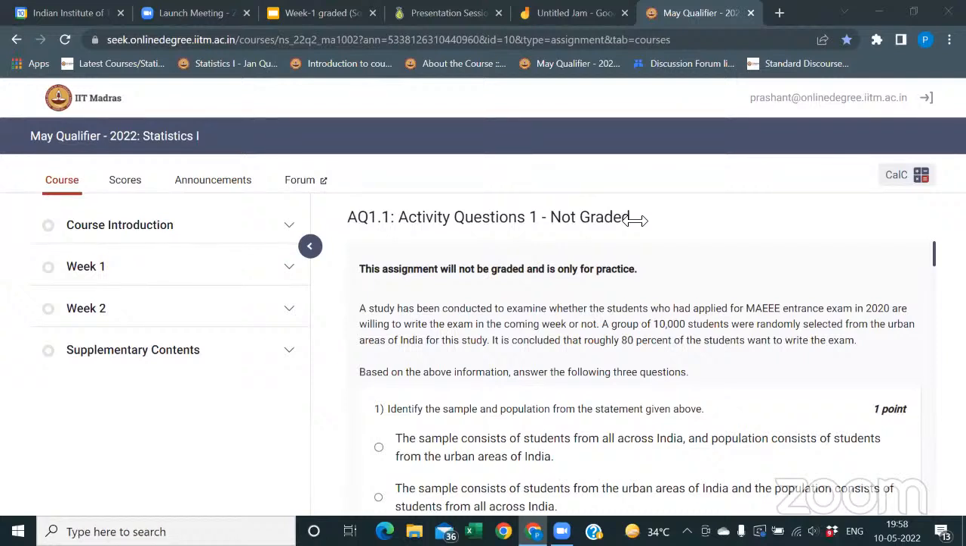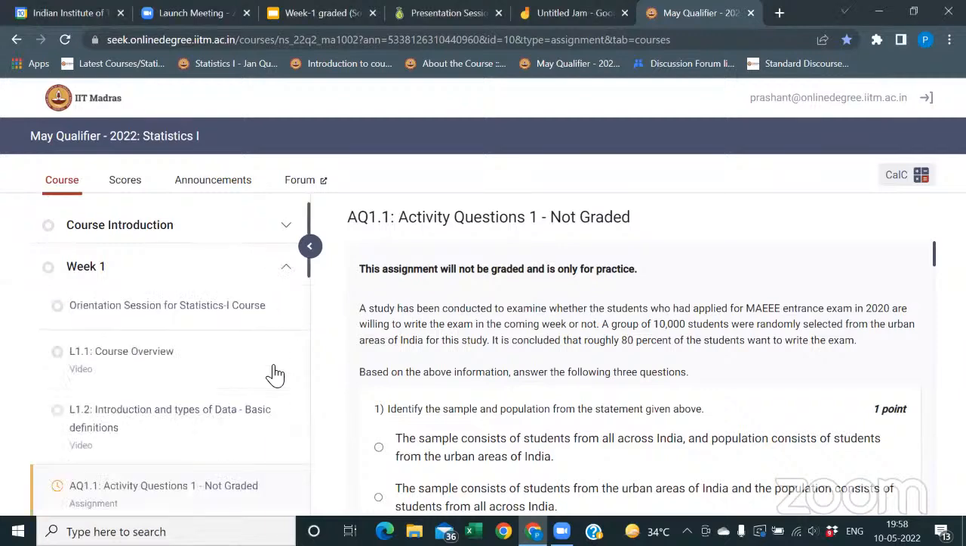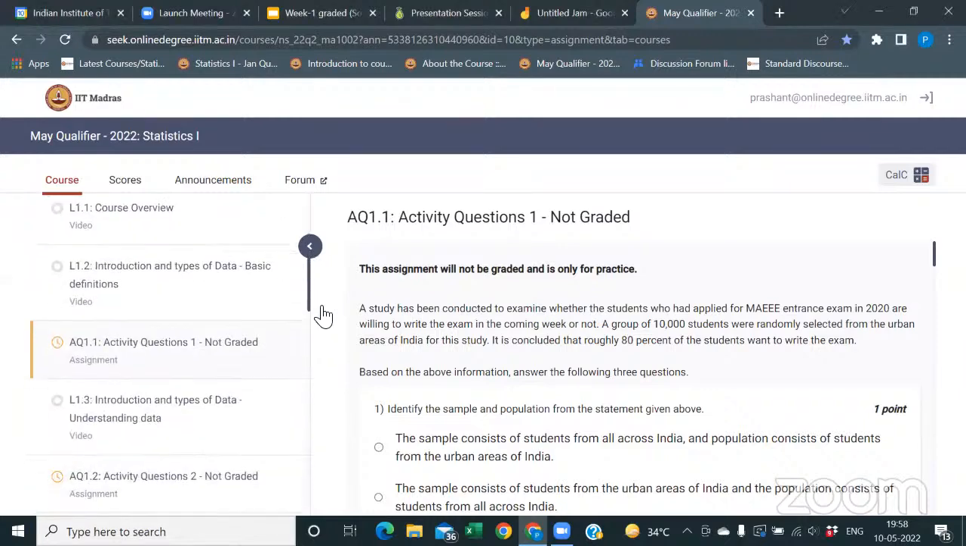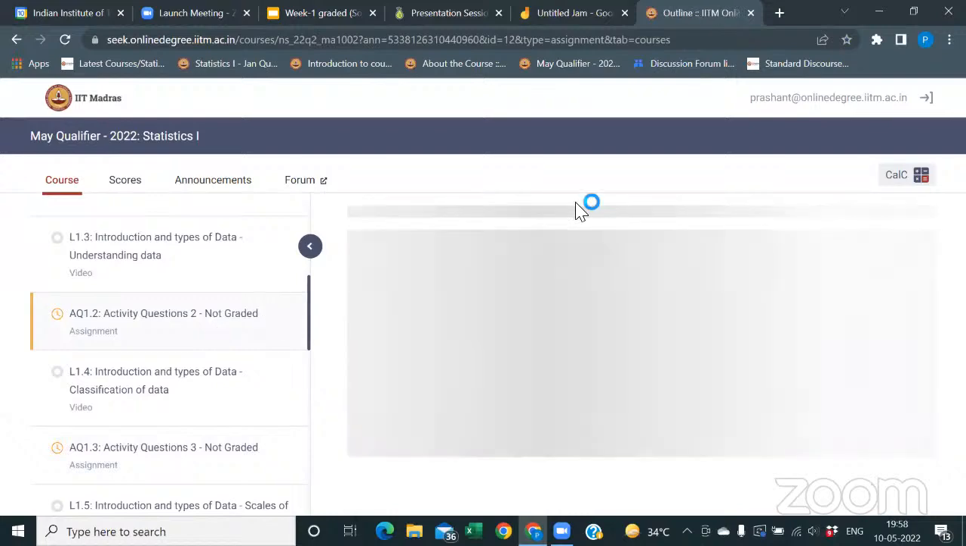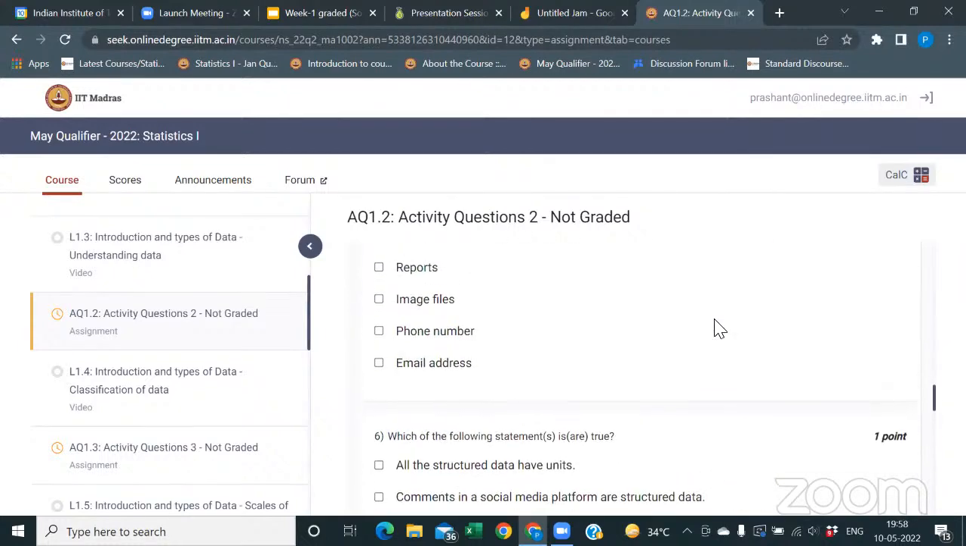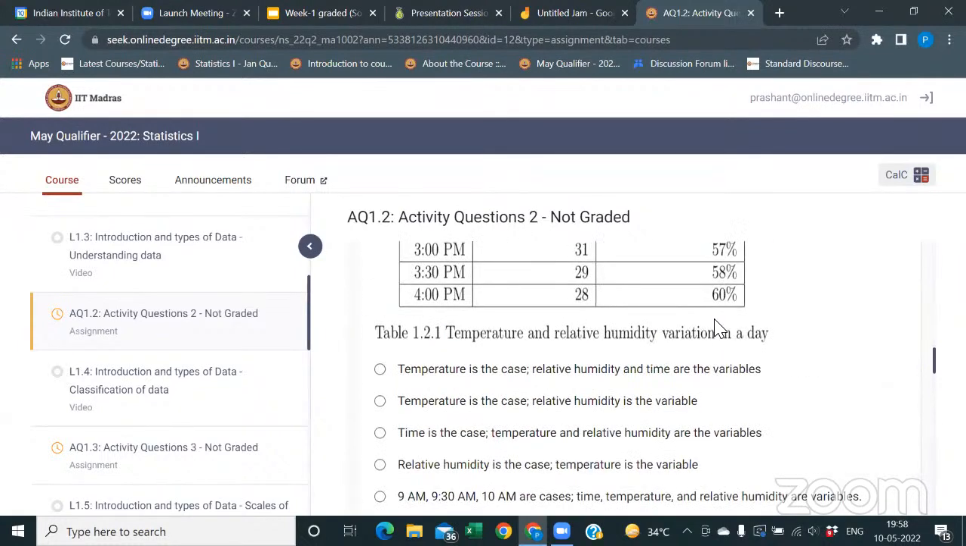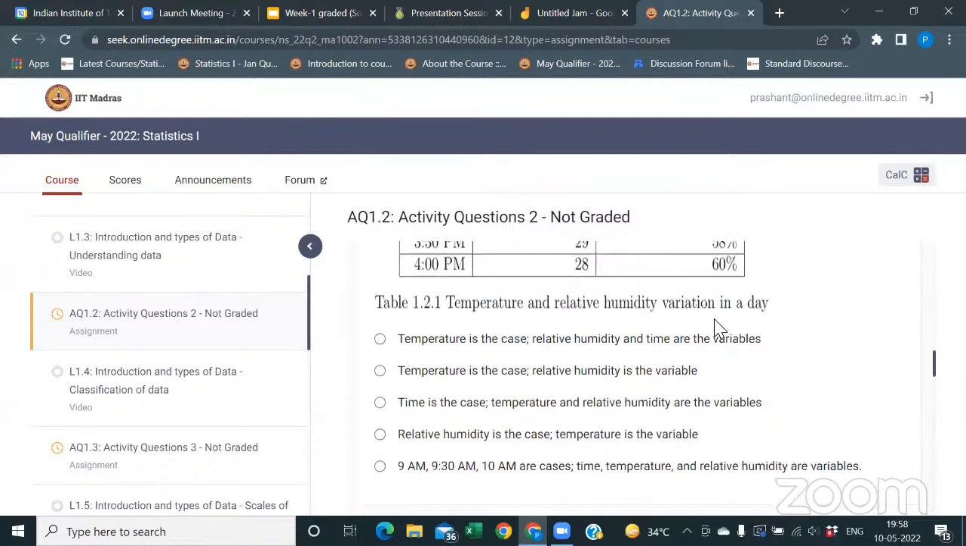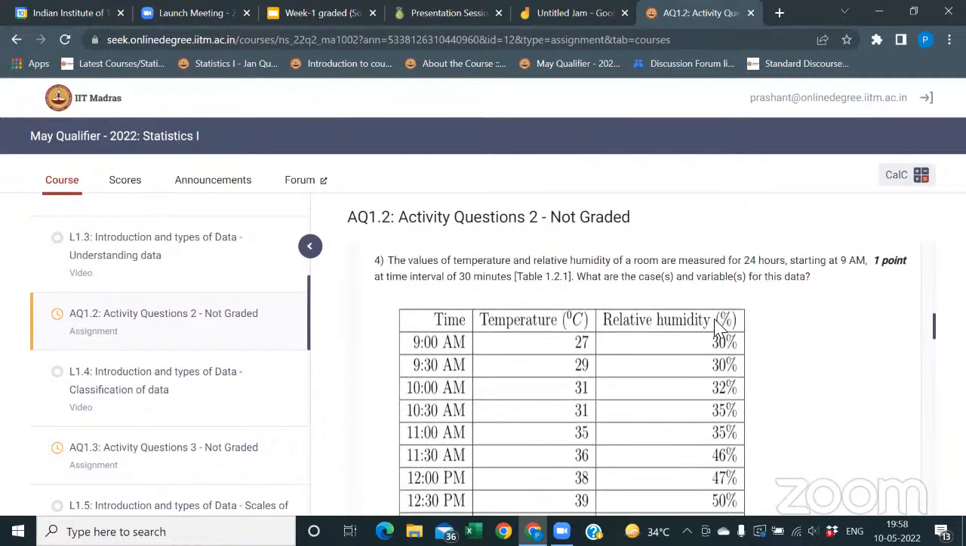Srishti Patel, who asked the question? Kindly ask your question. I asked the question, sir. Which one? AQ 1.2, question number 4. Okay, what is your doubt? The answer given is the last one: 9 a.m., 9:30, 10 a.m. are cases. Time, temperature, and relative humidity are variables. Yes, that is the correct option. Why?